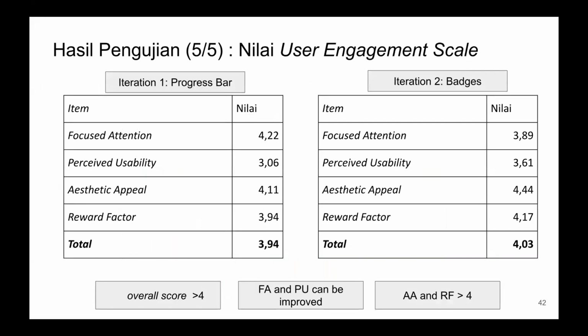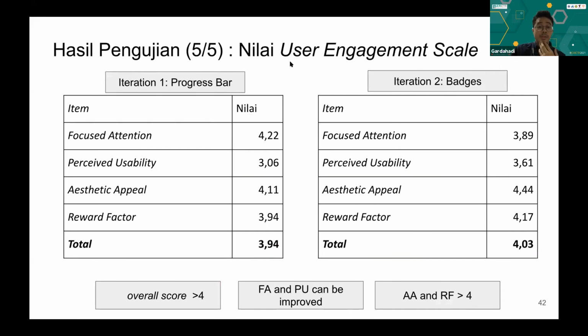And yeah, this is the last bit of research, which is the engagement scale. So I did sort of a short A/B testing. Firstly, using a progress bar. Second is using badges. We see a higher total engagement the moment that you use badges. And yeah, almost for everything, the aesthetic appeal and the reward factor was the highest scoring. But in terms of the ability to create focused attention and perceived usability, it can still be improved.